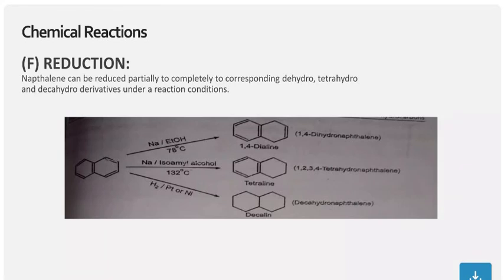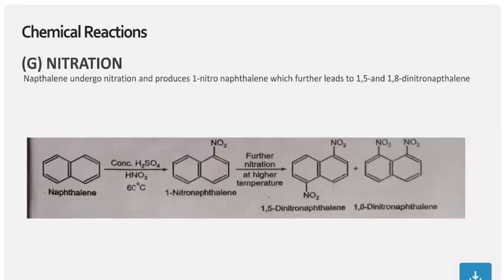Now reductions. You can see there are three methods of reduction: formation of 1,4-dihydronaphthalene, tetralin and decalin. So in different conditions: sodium, ethanol, sodium, isoamyl alcohol, and hydrogen, platinum, H2 hydrogenation. So naphthalene can be reduced partially to completely to the corresponding dihydro, tetrahydro and decahydro derivatives under the reaction conditions.